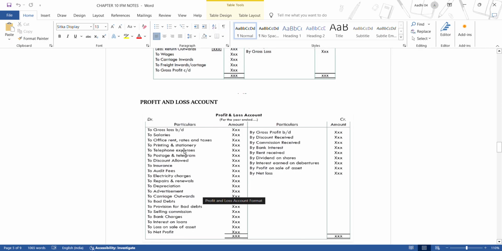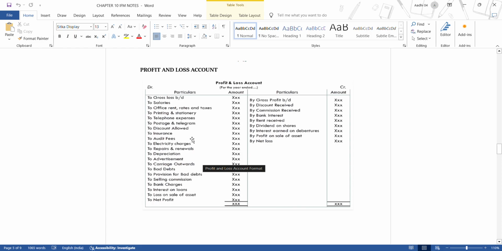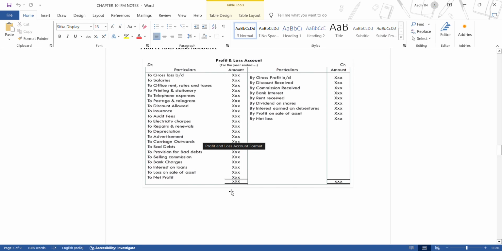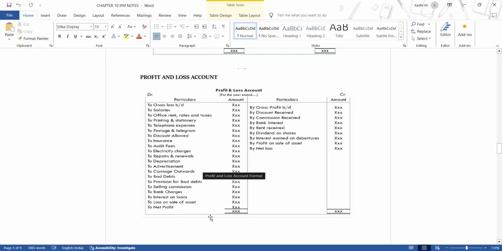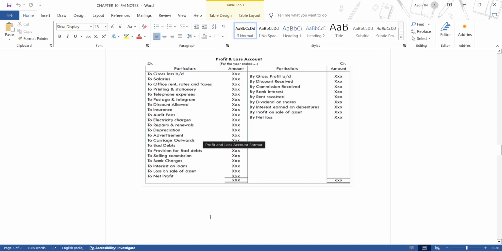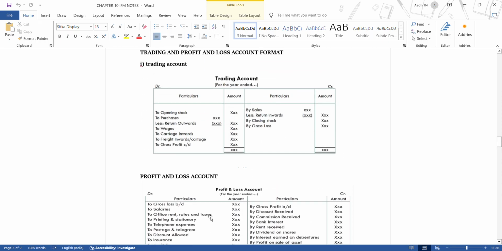Again, you are balancing it. So from the gross profit only, we are paying all the expenses, and after paying all the expenses, the remaining profit is the net profit. So again I am explaining, from the gross profit, we are paying all the expenses and the remaining profit is known as net profit. I hope that is clear. So this is today's topic.